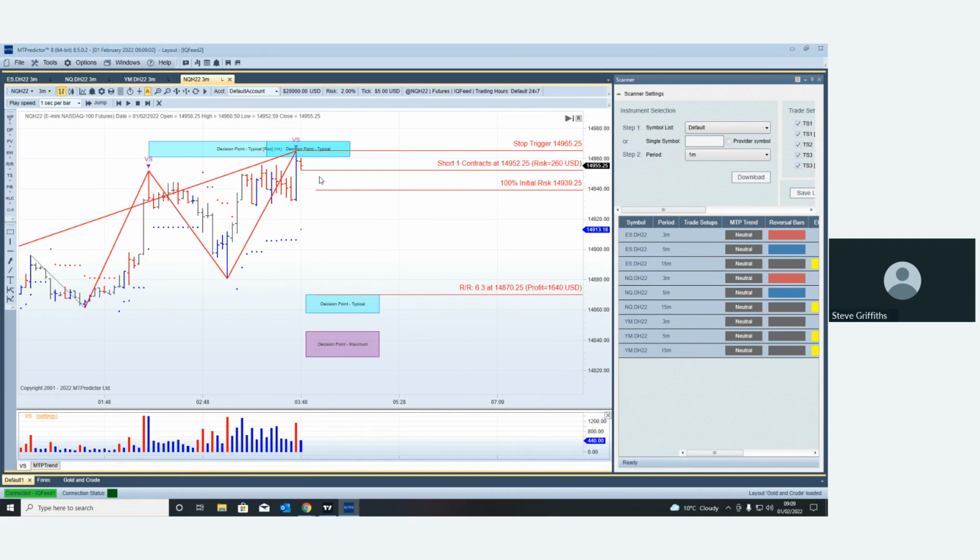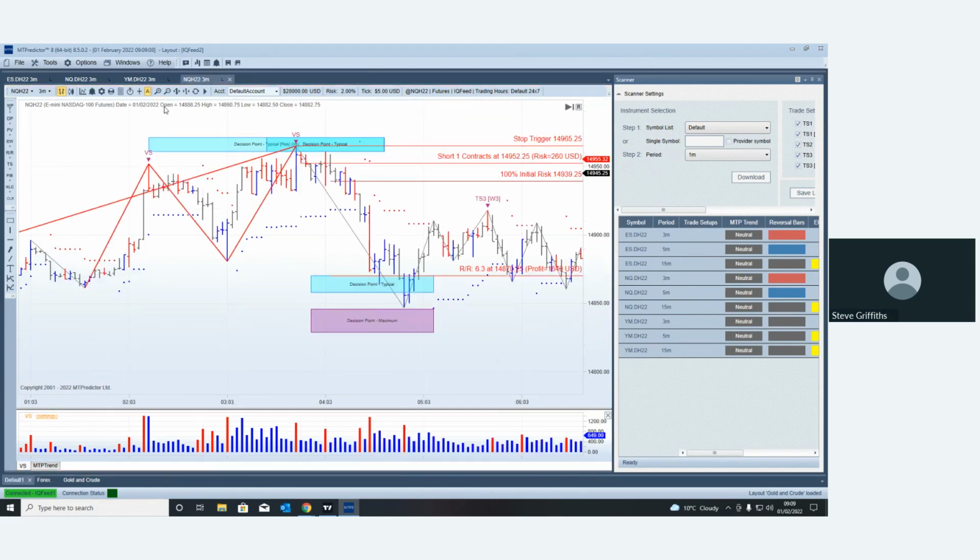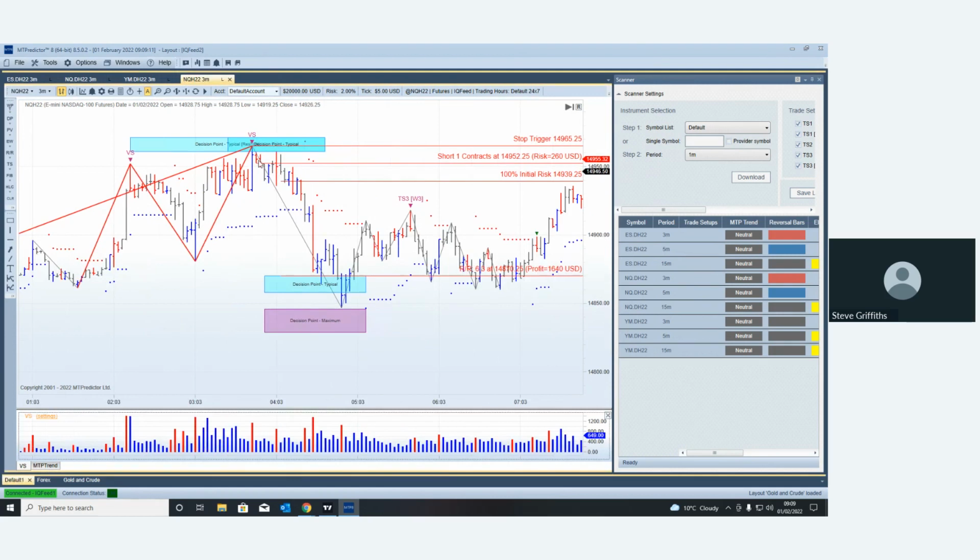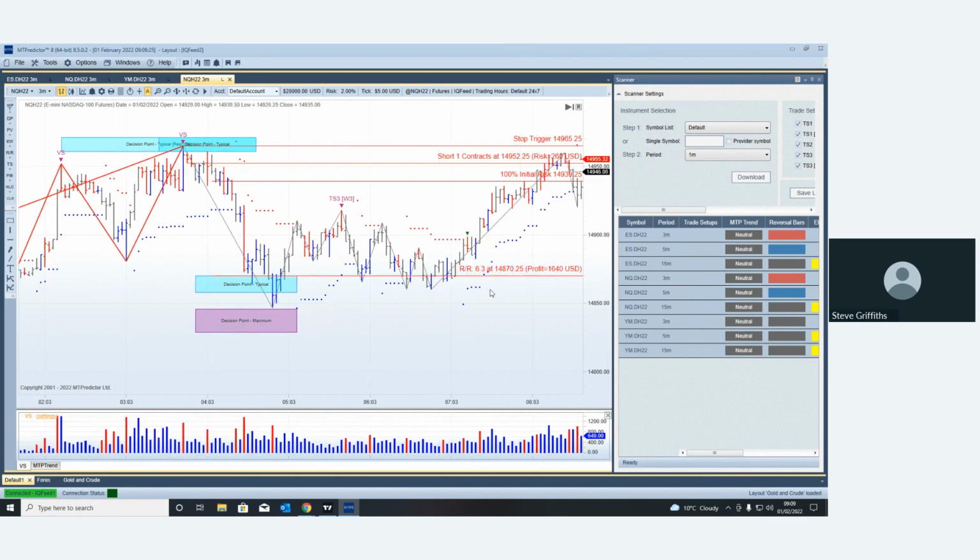So that's why we have several advantages in MT Predictor over most other people out there. If I turn training mode off, you can see this is what happened. The market came down, it wobbled around a bit, it took you into trade, did actually go back into negative territory before it then started to go with you, and then came out at the target for a nice 6R profit.